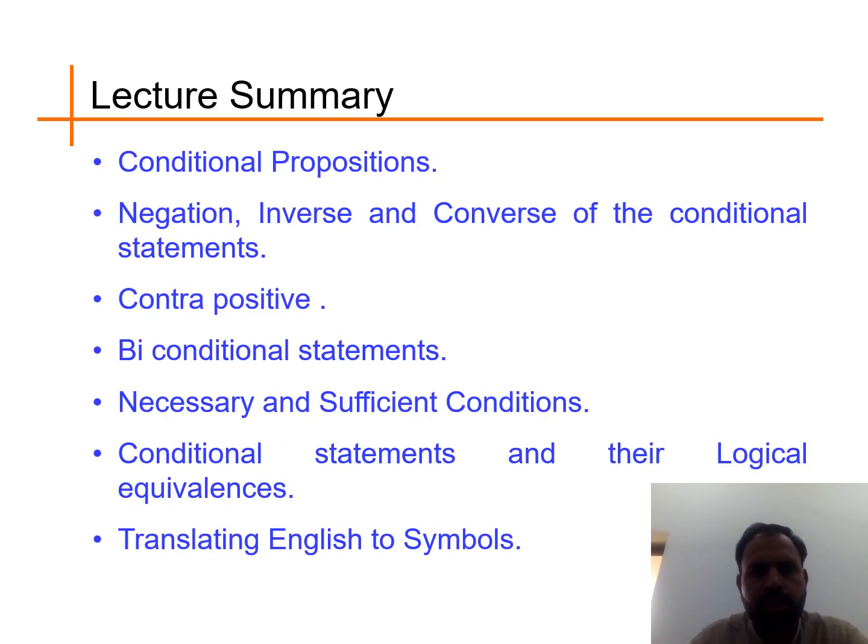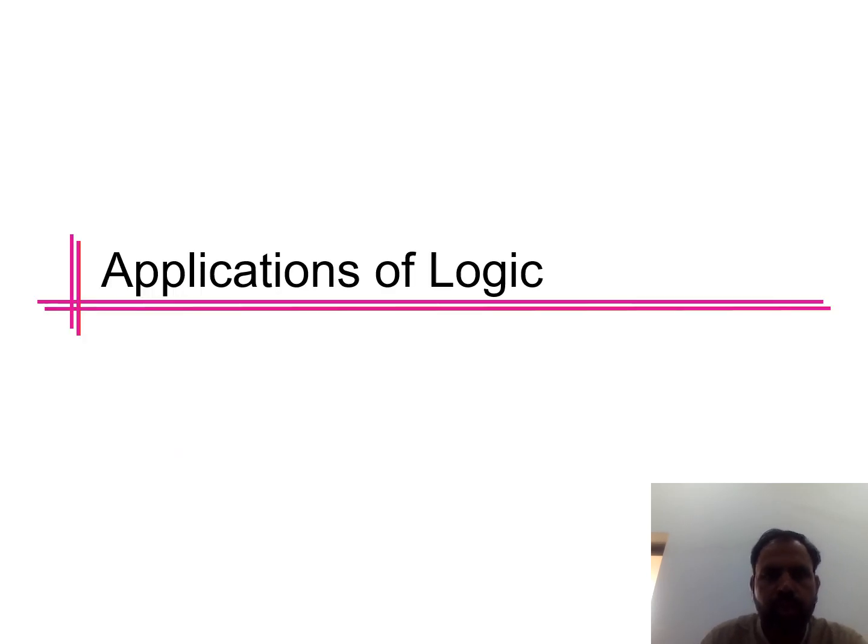Now here is the previous lecture summary. I am trying to justify it step by step so that you can easily understand: conditional propositions, negation, inverse and converse of conditional statements, contrapositive, biconditional statements, necessary and sufficient conditions, conditional statements and their logical equivalences, and translating English to symbols, which we discussed in the previous slides. This was the summary.